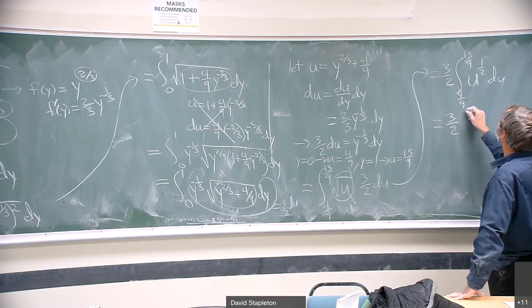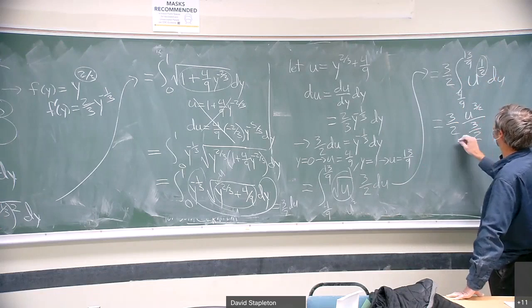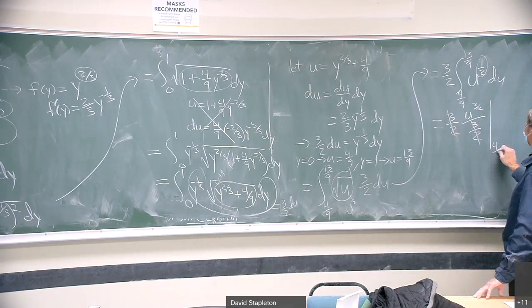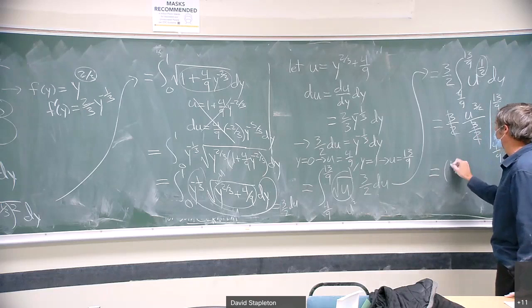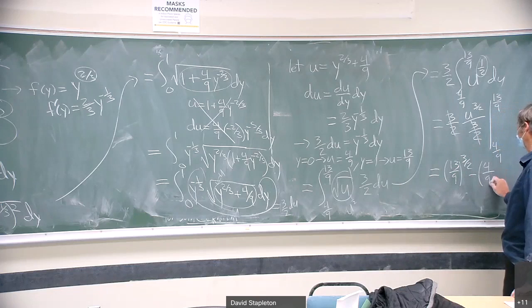But 3/2, integral of u to the 1/2, right? u to the n has integral of u to the n plus 1 over n plus 1. So it's u to the 3/2 over 3/2. And nicely, these 3/2 cancel. Right? And then I go from 4/9 to 13/9, put those two in and take the difference. So I have to take 13/9 to the 3/2 minus 4/9 to the 3/2.